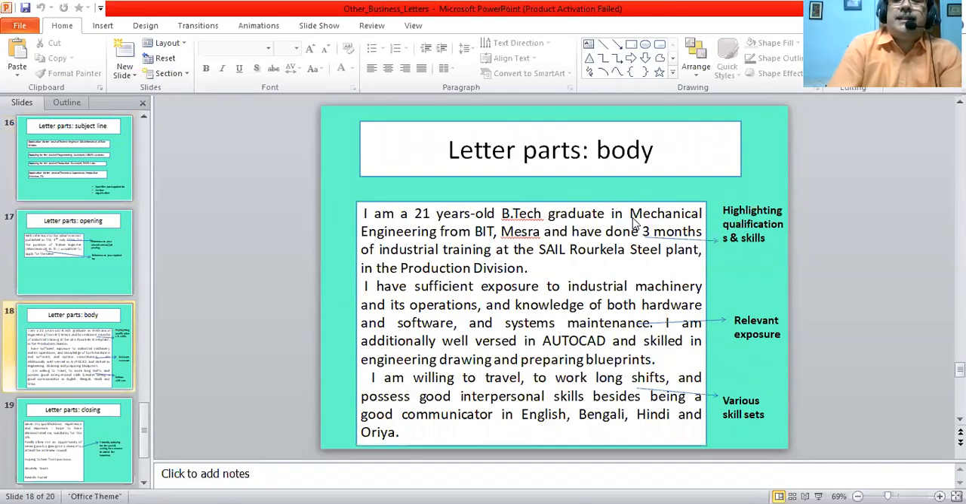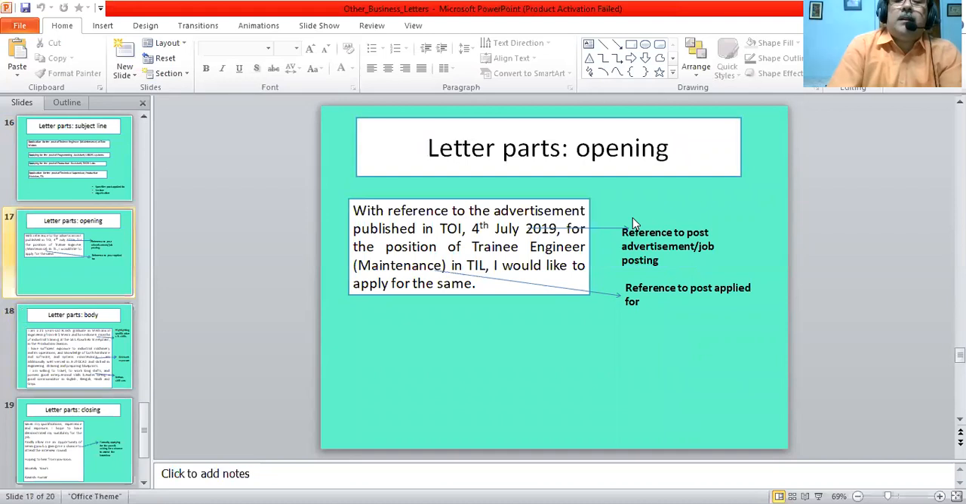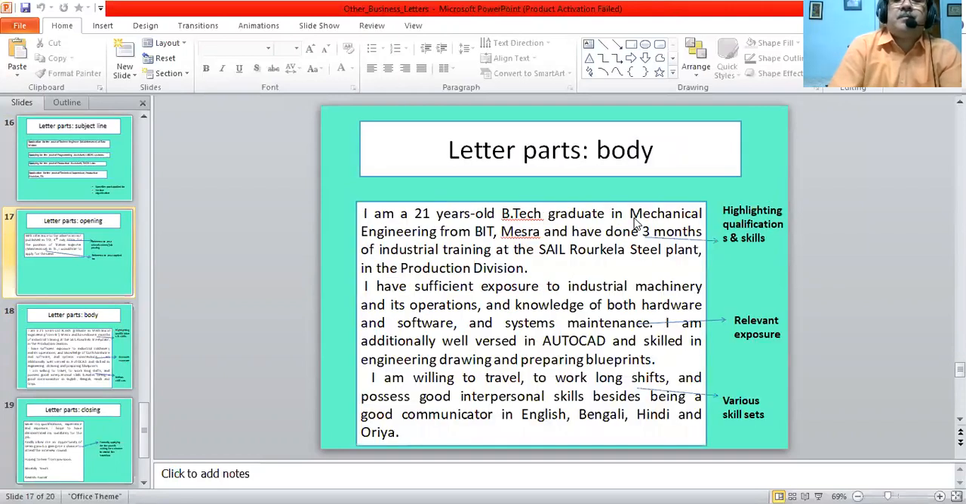The opening of this letter refers to the advertisement clearly. With reference to the advertisement published in Times of India, 4th July 2019 for the position of trainee engineer maintenance in TIL, I would like to apply for the same. So there's an advertisement of the post or the job posting and the place where it appeared.